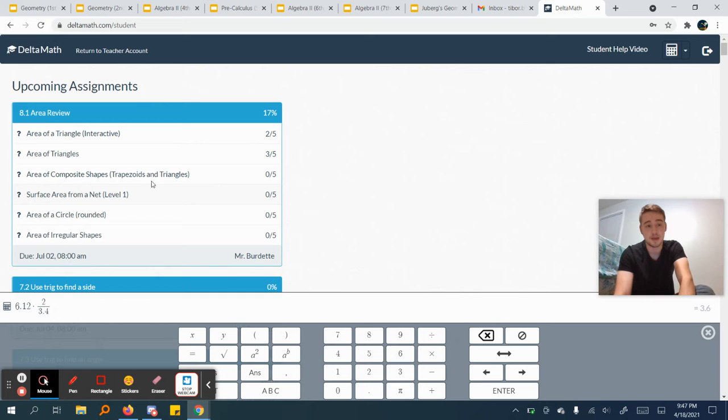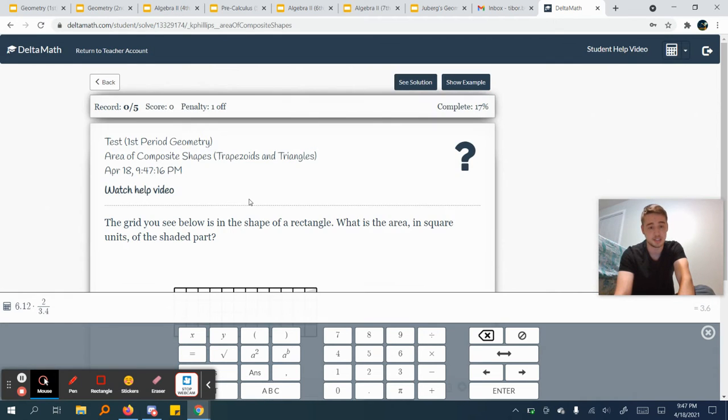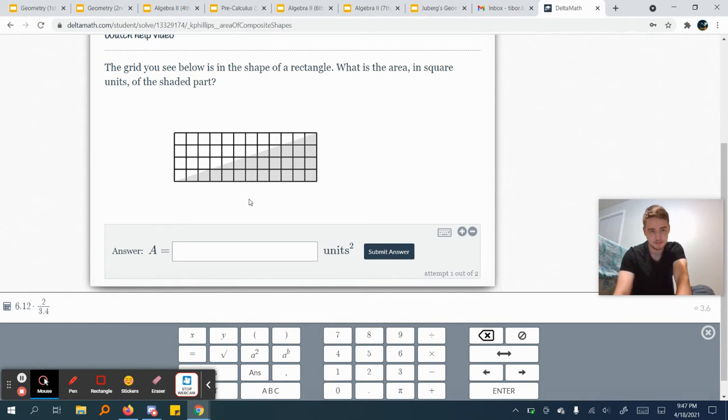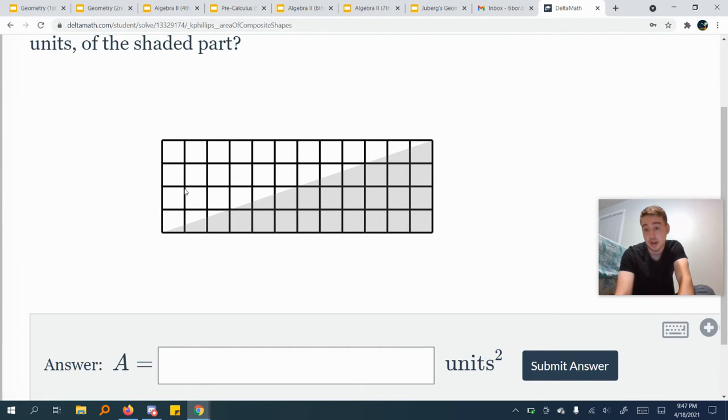Let's hop into the next bit. Area of composite shapes, or composite shapes, either one. The grid you see below is part of in the shape of a rectangle. What is the area in square units of the shaded part? So a unit is going to be one of the square sides. So it's 4 units tall, because 1, 2, 3, 4 squares here. 5, 6, 7, 8, 9, 10, 11. It's 12 squares wide. So 4 times 12 is 48 square units.